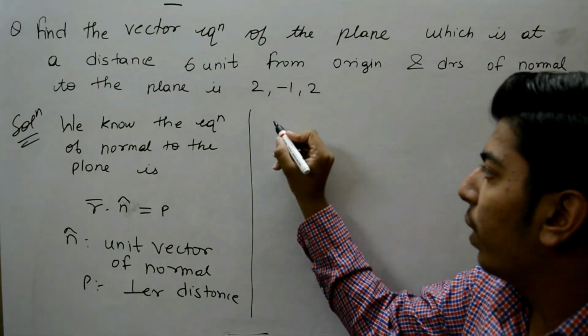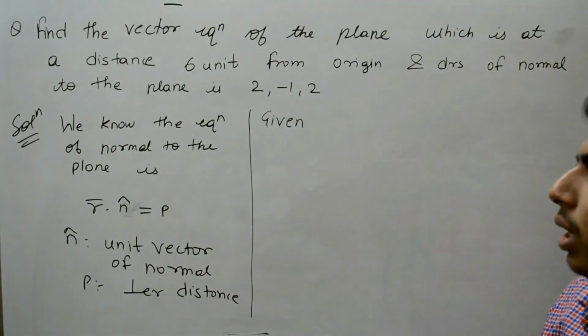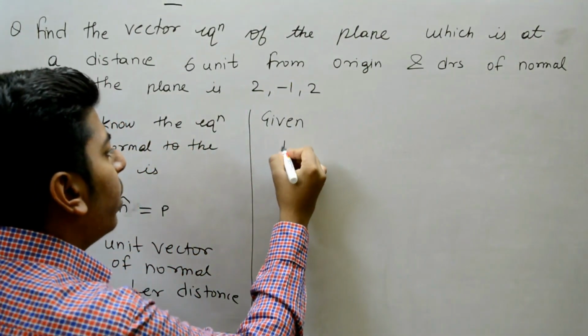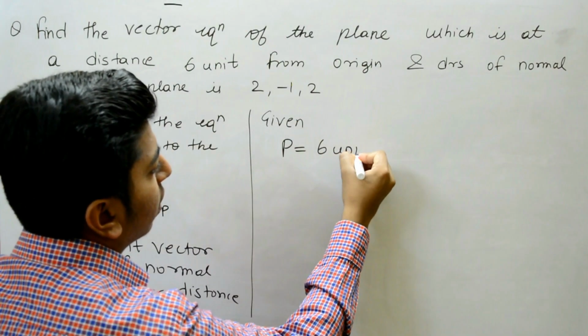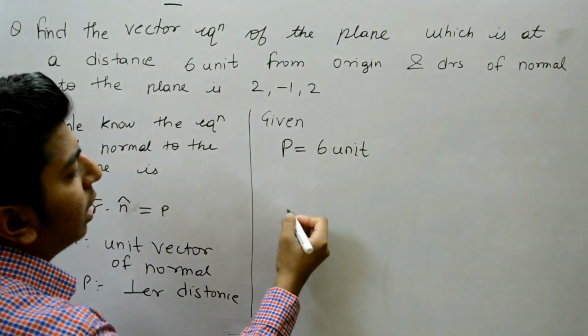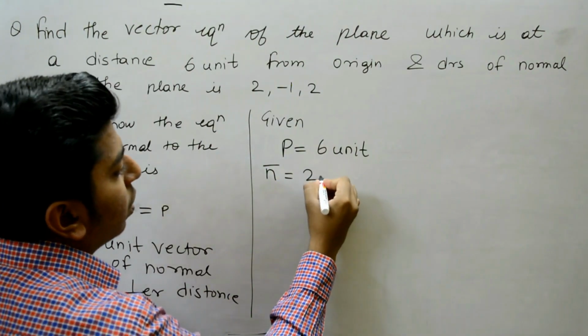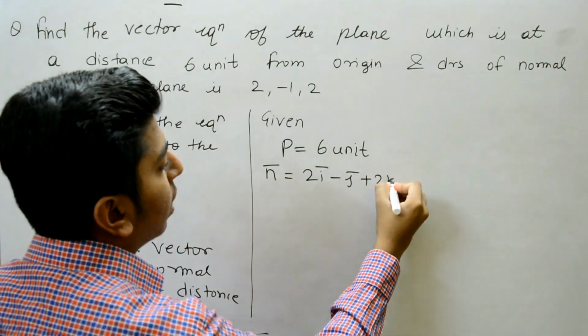And given, so what terms are given here? Yes, P is given here, that is 6 units, and N bar is given here, that is 2I bar minus J bar plus 2K bar.